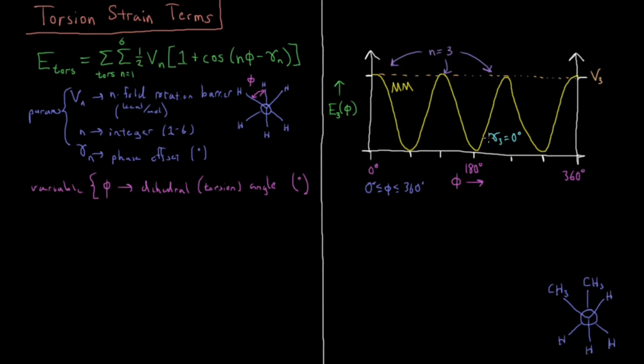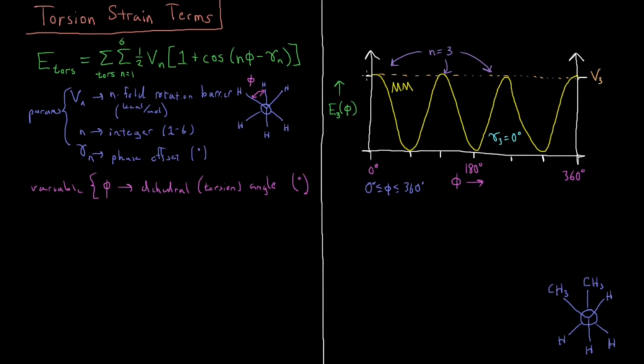Okay, and in this case, gamma 3 for this HCCH torsion is 0 degrees. If gamma were not 0, if gamma were 10 degrees, you would shift this whole potential 10 degrees forward, or actually, minus, yes. So we'd shift it forward 10 degrees if it was that way, backward 10 degrees if it was minus 10, etc., etc.